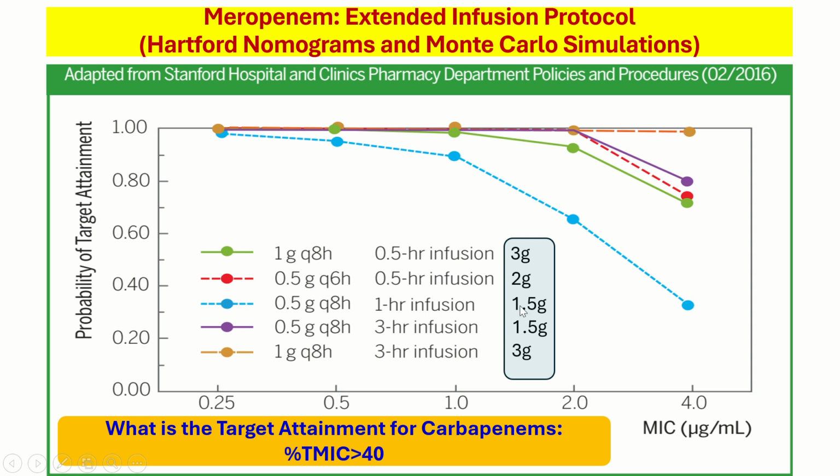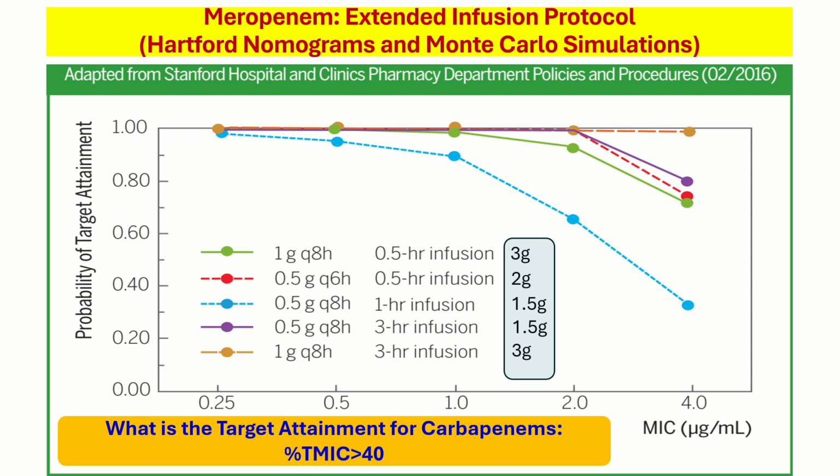So in this case, the probability of target attainment when the MIC rises to 2 will be only about 60%. So only 60% are the chances that it might attain the target. That means efficacy, or the chances of survival, might be 60%.